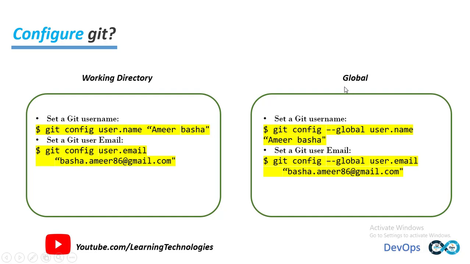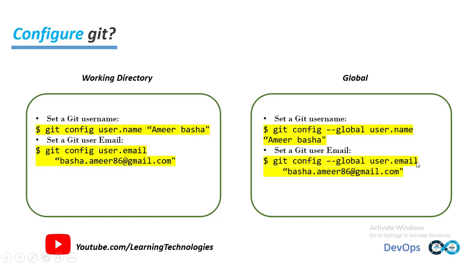If you want to set it globally, irrespective of a single repository or multiple repositories, you have to use --global. So I'm giving once again git config --global user.name. If you want to set the email ID, then git config --global user.email. Now I will show you how to do that live.